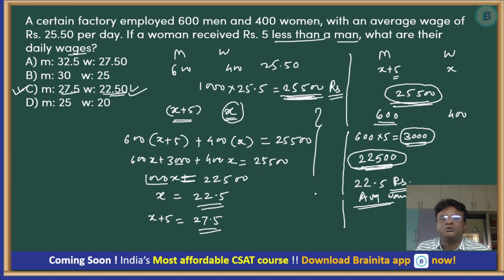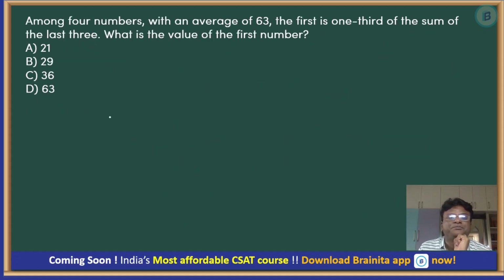So you really don't have to do all this algebra if you understand how the amount is working. If you have not understood, please revise a little bit and listen to what I explained. It is pretty simple: you basically remove the extra amount and bring the salary to the same level, or rather the women's level, and that gave you a per person salary of 22.5 rupees, which is nothing but the women's average salary. So adding 5 to that will give you the men's salary. Option number C is your answer. Let us go to the next question.